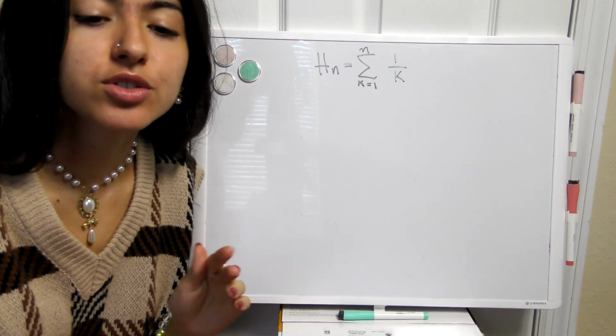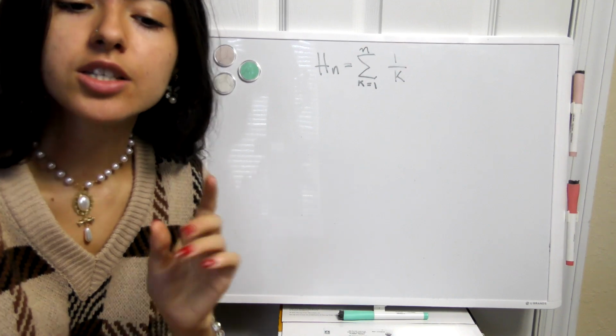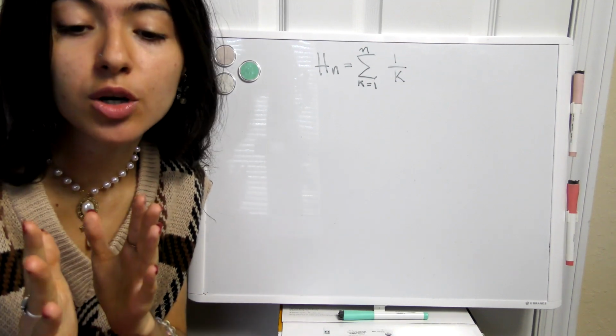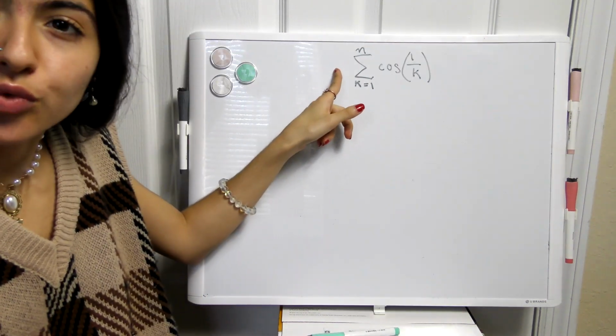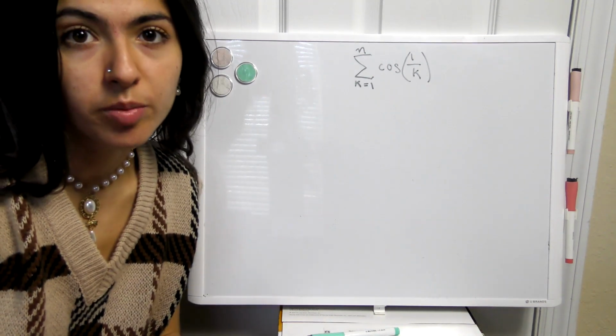Unfortunately, as of yet, there is no closed formula for a harmonic number. But suppose we place the harmonics inside of cosines. Is there a closed formula for this? If not, how close can we get to a closed formula?